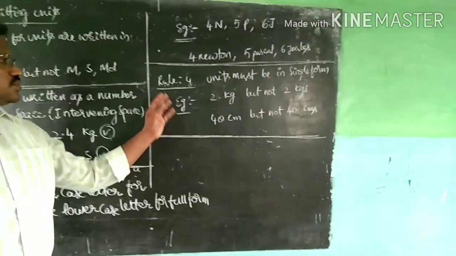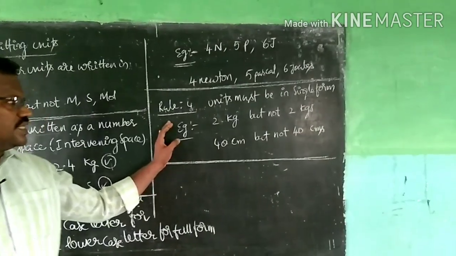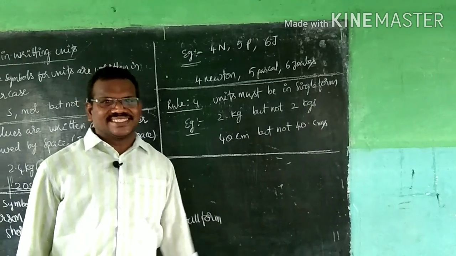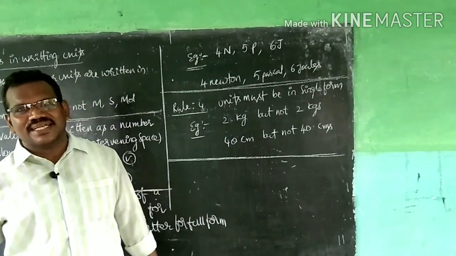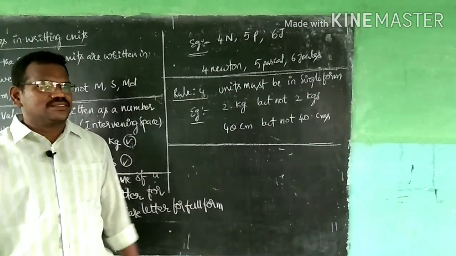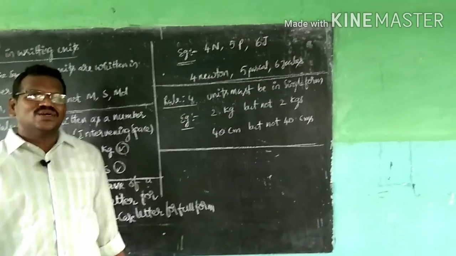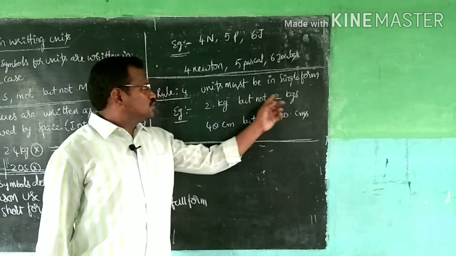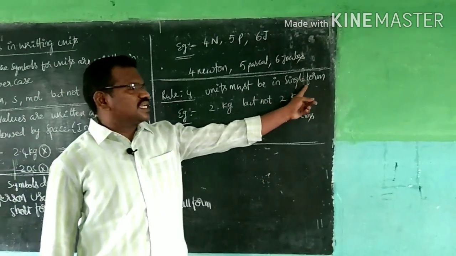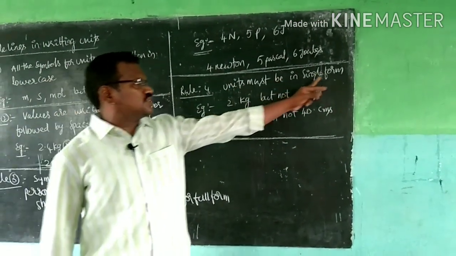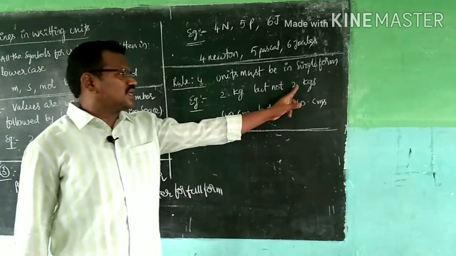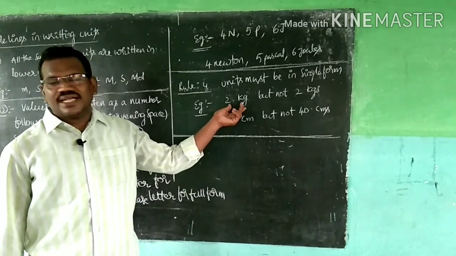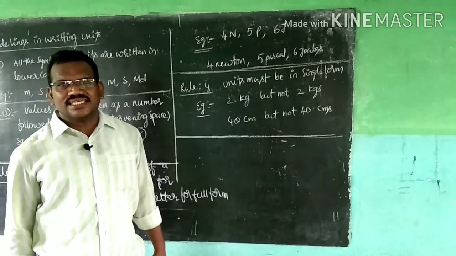Now let us come to rule 4. See here, generally the mistake we make is writing 2 kgs or 40 centimeters, 50 centimeters like that, or 400 kilometers. No, we should not write like that. Units must be in single form. We should not write kgs. We should write 2 kg, 3 kg, 1 kg.